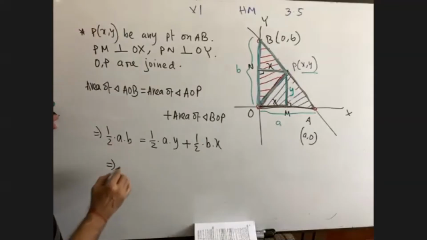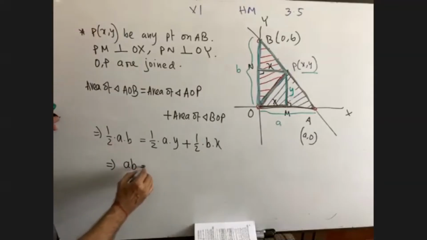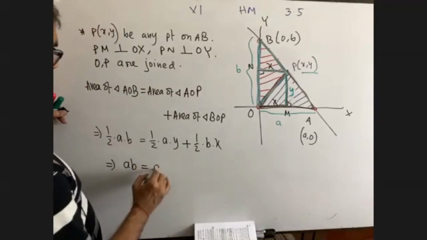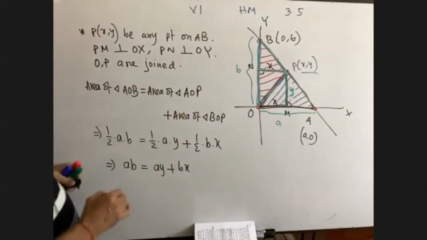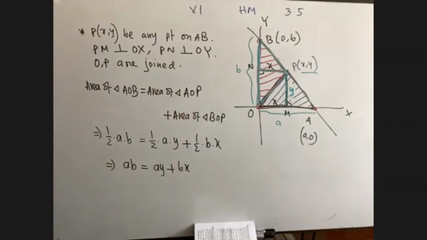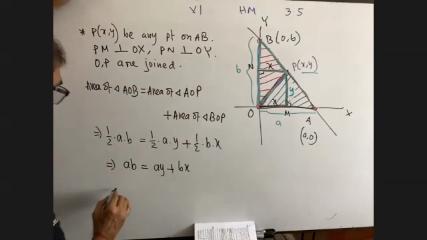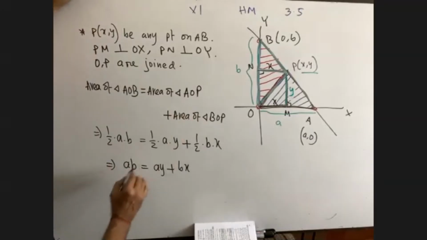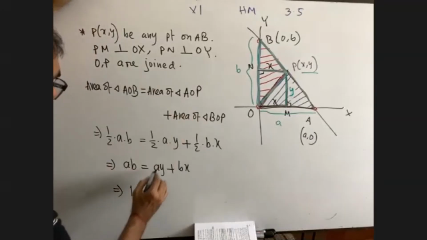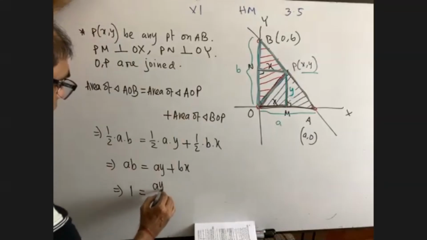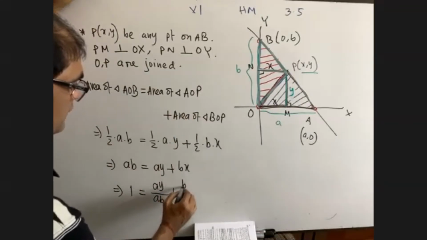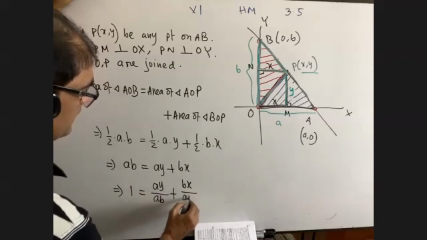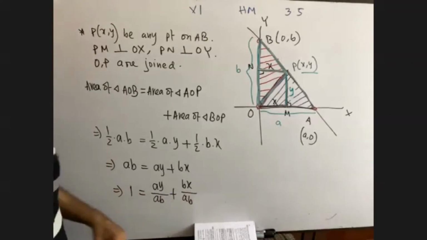By the way, you know what OA is? OA equals to what? Definitely a. And what is OB? It is b, right? Yes, sir. Good. So we can write down the area of triangle AOB is equal to half into base into height. a is the base, b is the height. I am telling this for triangle AOB, half into base into height.